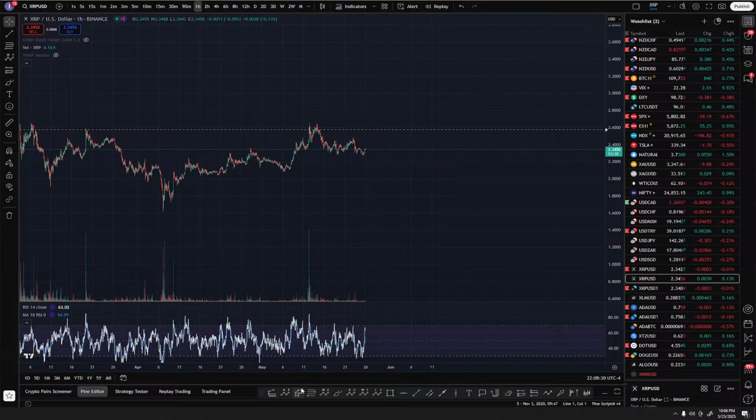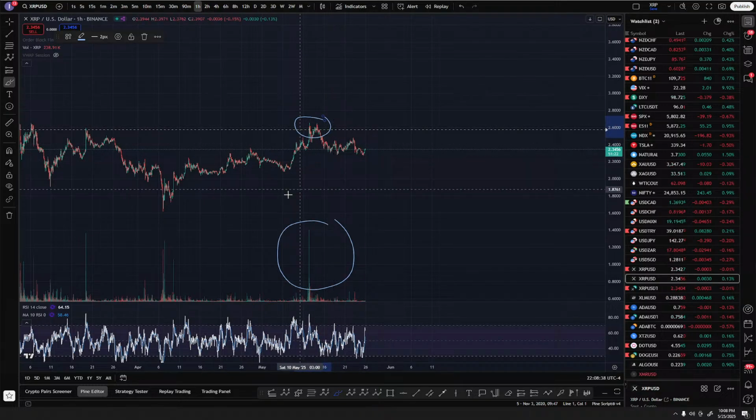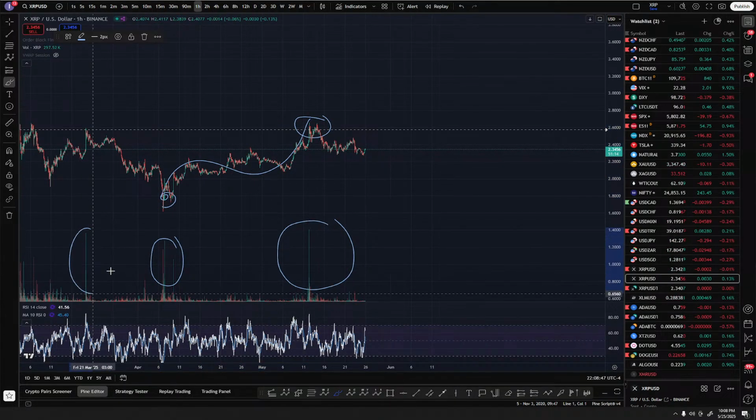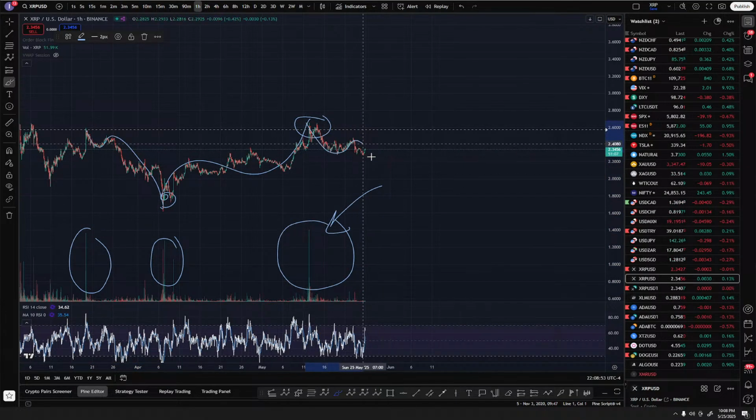Notice this volume right here. That's very large volume right here at a top. Okay. Notice the volume here that came in at a bottom, and then we got a nice move to the upside, okay? Notice this volume here, and then we got a nice move to the downside. We got the similar size. So this doesn't appear to be finished.